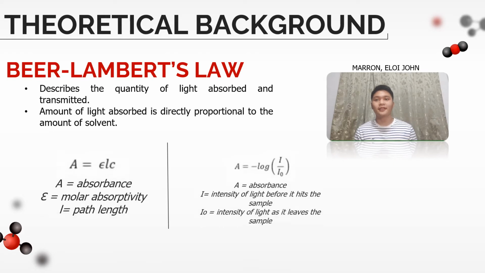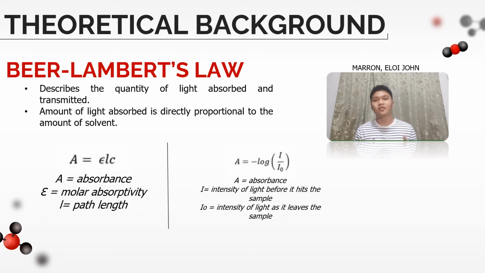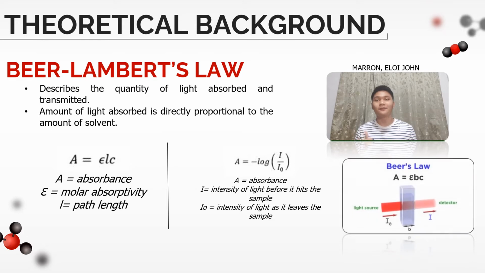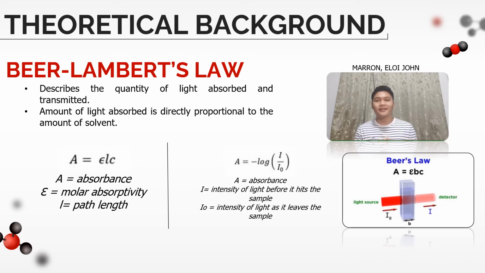Here, A is for the absorbance. The epsilon is called the molar absorptivity, which is a measure of how well a chemical species absorbs a given wavelength of light. L is the distance that light has to travel through the sample, and C is the concentration of the sample. Absorbance is measured by comparing the intensity of the beam of light as it enters the sample, and the intensity as it leaves the sample, as we can see in this image below, which are I0 and I respectively. Here, A is equal to negative log I over I0.